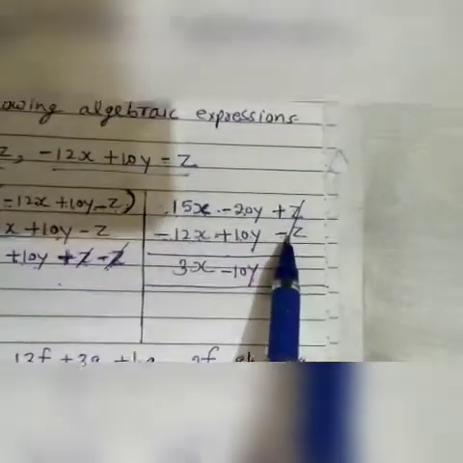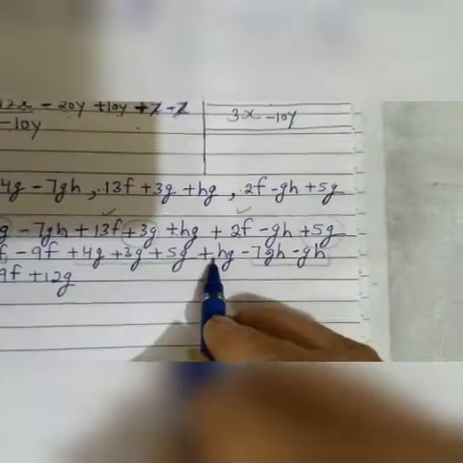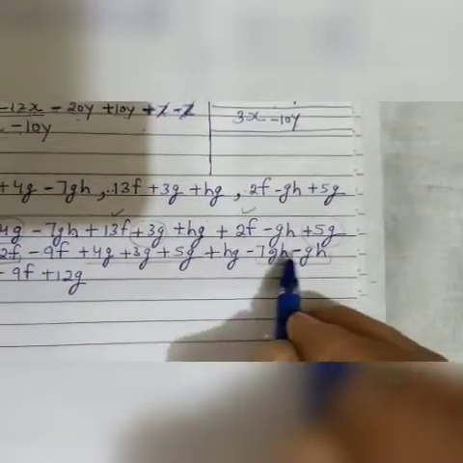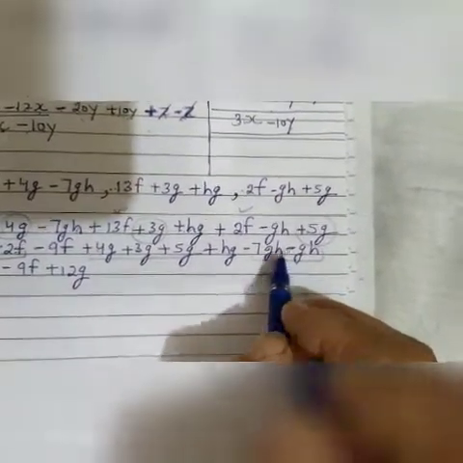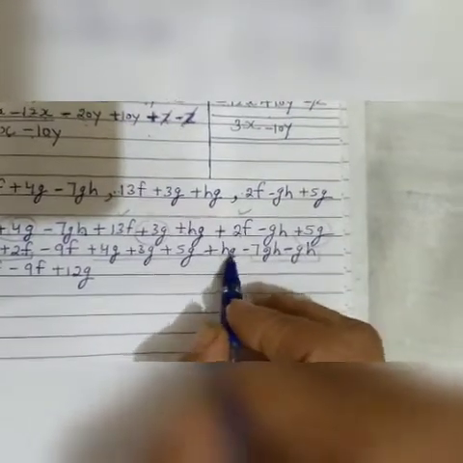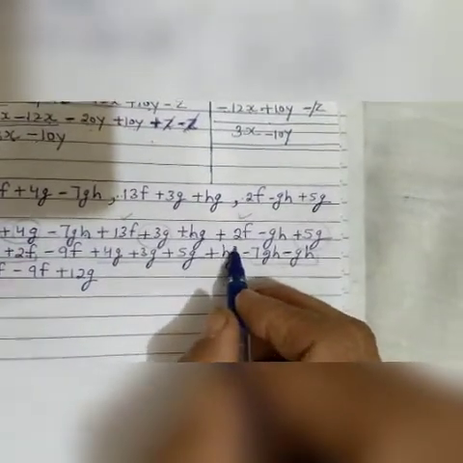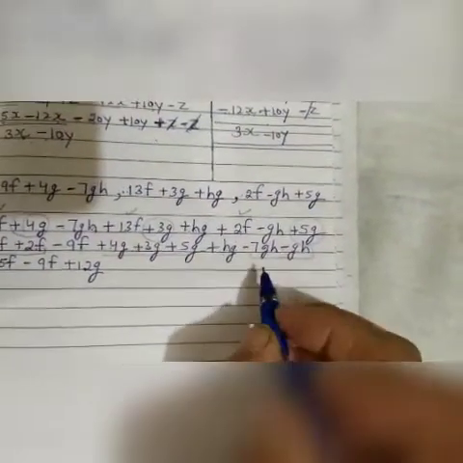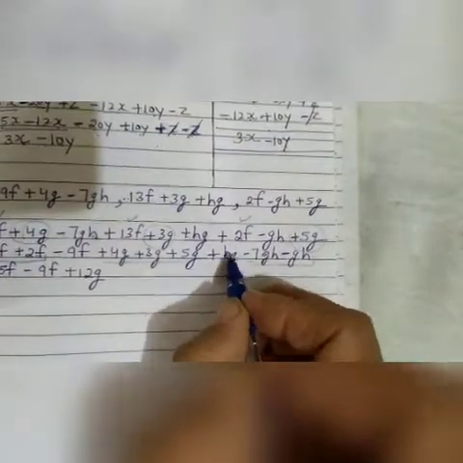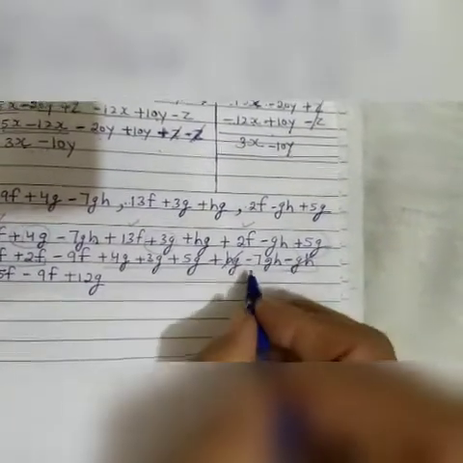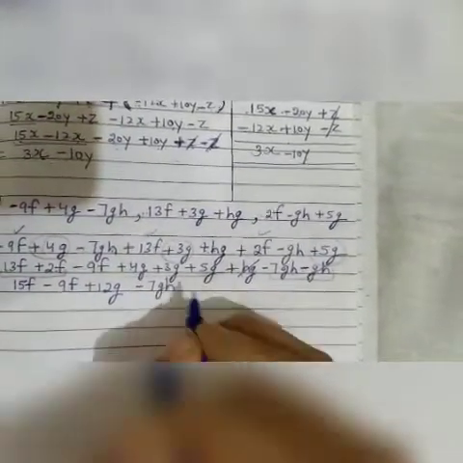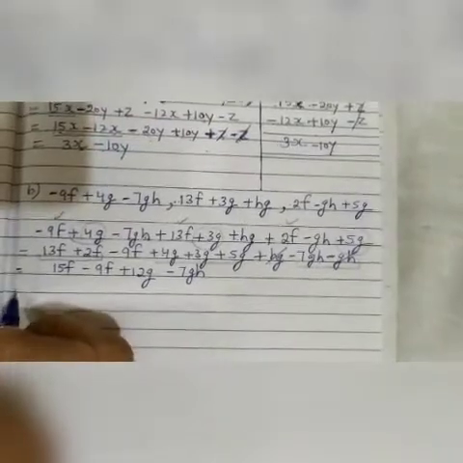Same case as we have done here and here. Both plus hg and minus gh, both the factors are the same and their signs are different. Both their literal factors, h power 1 g power 1 and g power 1 h power 1, are the same and their signs are different. So we can cancel them. Plus hg minus gh cancel. Then what is left? Minus 7gh. It is minus 7gh.